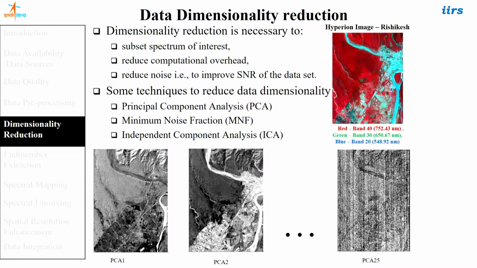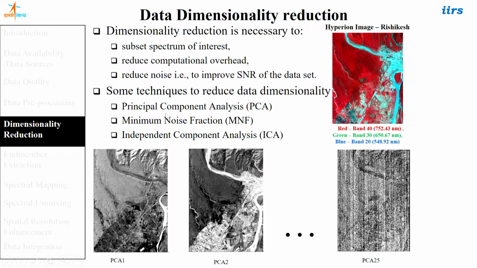Now coming to data dimensionality reduction, why do we need to go for it? As I told, dimensionality reduction is necessary when you have to subset the spectrum of interest. You have to reduce computational overhead. When you have two hundred bands containing 100% of information, and you have 10 bands out of 200 containing 90% or 95% of information with reduced noise, then it will take less time to process. And this reduced noise also improves the SNR of the data.